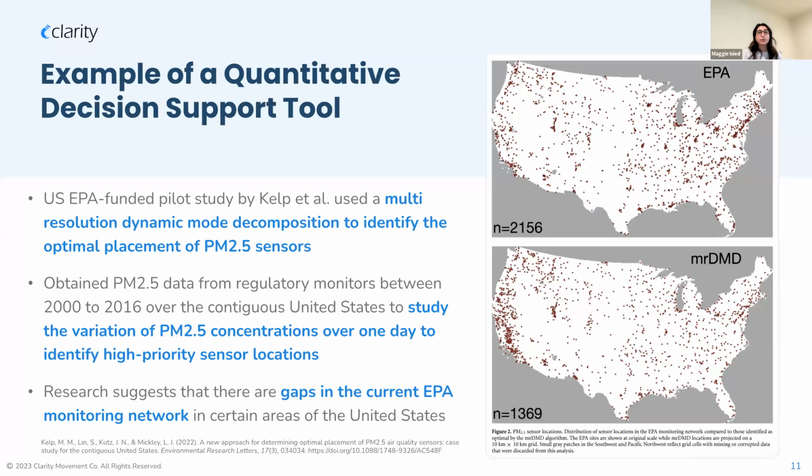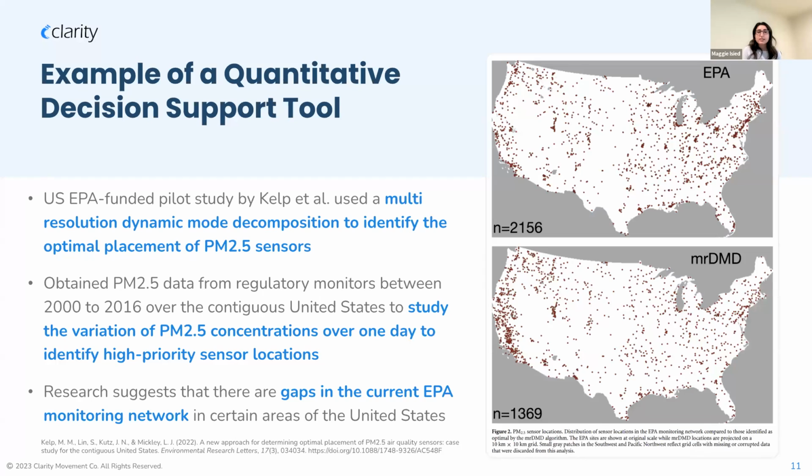So I just wanted to highlight one example of a quantitative decision support tool that I was able to research. This is a study that was funded by US EPA, where researchers used a quantitative model called a multi-resolution dynamic mode decomposition model to identify placement of additional PM 2.5 sensors. So researchers used historic PM 2.5 data obtained between 2000 to 2016, and they studied the variation of those PM concentrations over time to identify areas that would be high priority. And that was defined by areas that had high variation in PM 2.5.